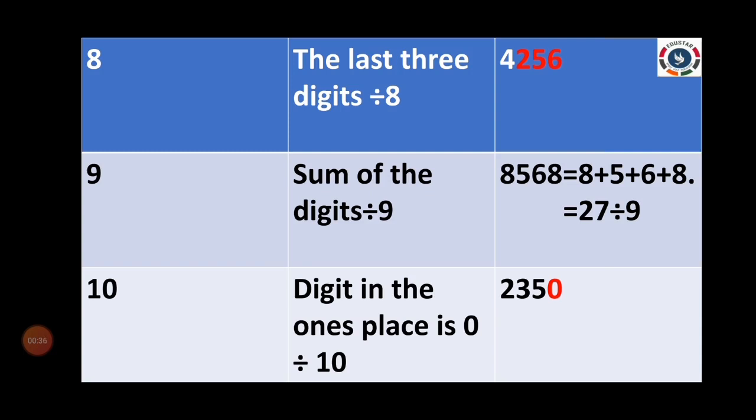And 10. The digit in the ones place is 0. It is divisible by 10. So 2350, the last digit what is there? 0 is there, so it must be divisible by 10.